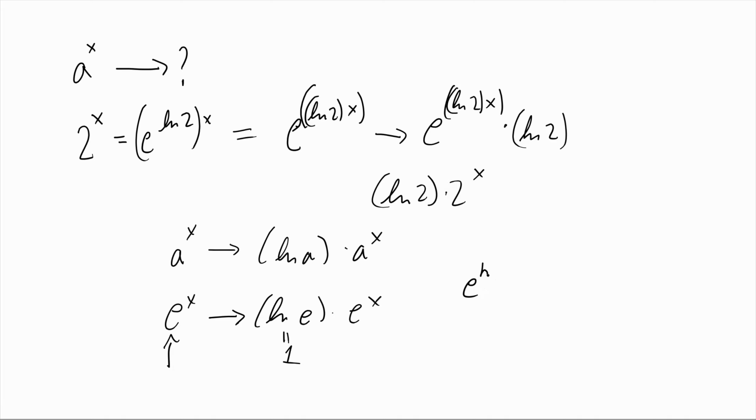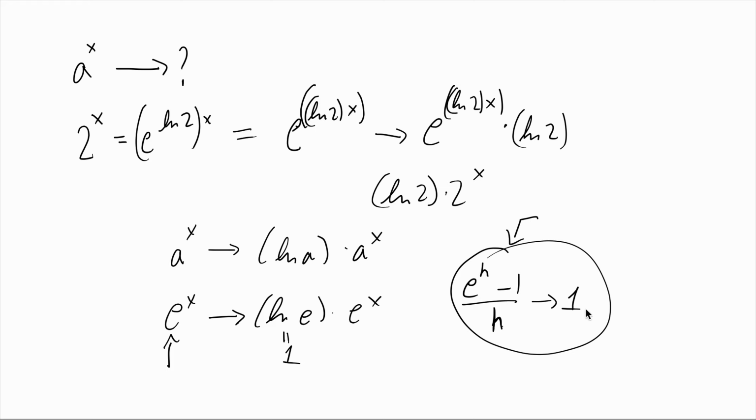You can think of e as being the number such that e to the h minus 1 over h limits to 1. That actually is equivalent to this idea in some sense. Of course, there's a little bit more to be done here with that particular definition, and I won't go through that here. But nonetheless, we know that the derivative of a to the x is this right here.